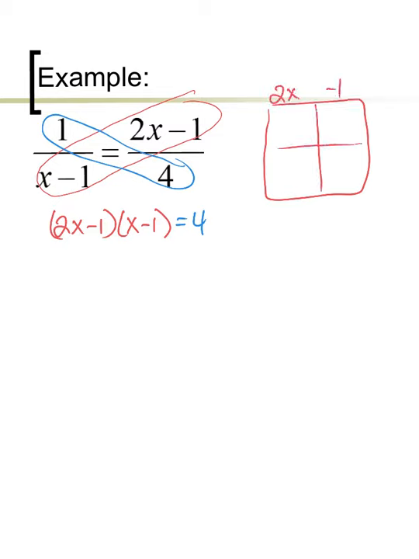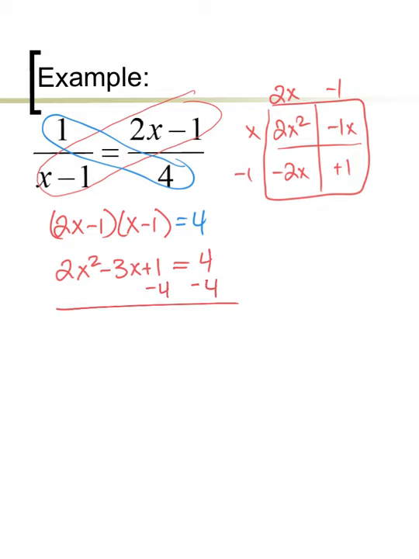2x minus 1, x minus 1. This becomes 2x squared minus 1x minus 2x plus 1. So 2x squared minus 3x plus 1. Copy down your 4. Now I'm going to move my 4 over so that my equation is in standard form.